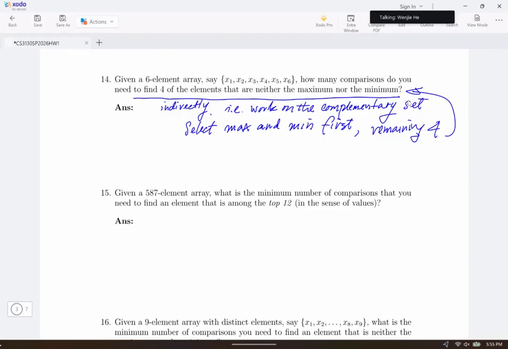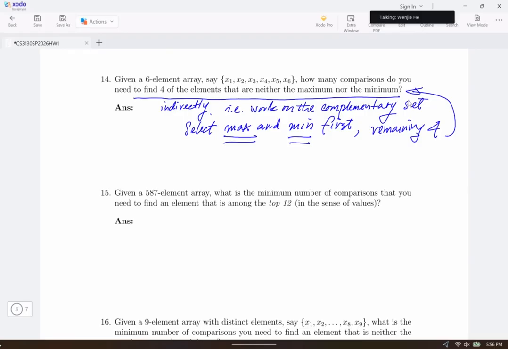But when you work on the max and min directly, we can do the minimum amount of work. Because I haven't finished the grading, after I finish grading, I can see if there are some students who worked on the 4 elements directly. All right.